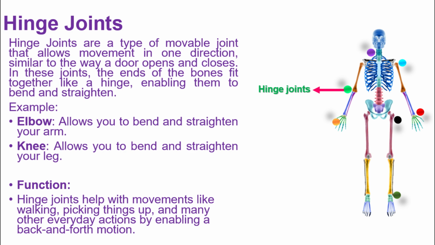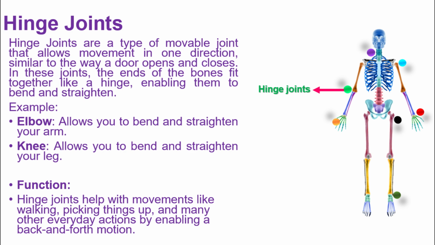Hinge joints. Hinge joints are a type of movable joint that allows movement in one direction, similar to the way a door opens and closes. In these joints, the ends of the bones fit together like a hinge, enabling them to bend and straighten. Example: elbow allows you to bend and straighten your arm. Knee allows you to bend and straighten your leg. Function: hinge joints help with movements like walking, picking things up, and many other everyday actions by enabling a back and forth motion.